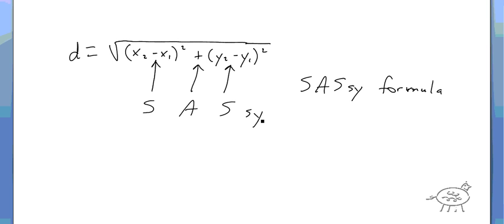S-A-S-S-Y. Okay, sassy formula. That's how you remember that. Subtract, add, subtract. And don't forget to square the terms. I mean, you have to memorize a few things here. So you use the difference of the x's, the difference of the y's, and you square those, and then you add them together. And then don't forget to take the square root.